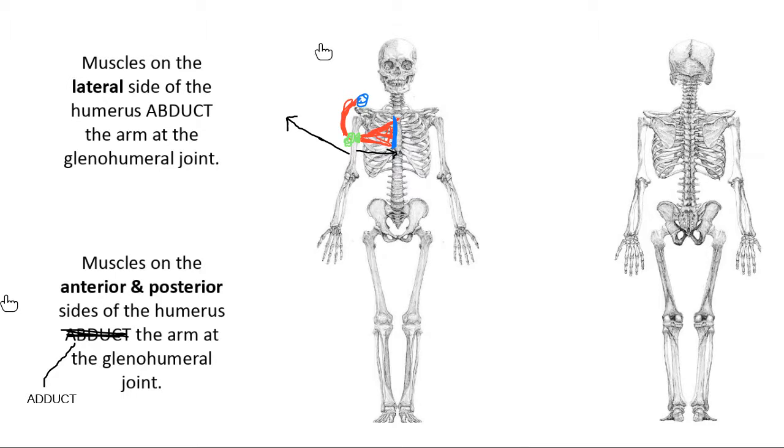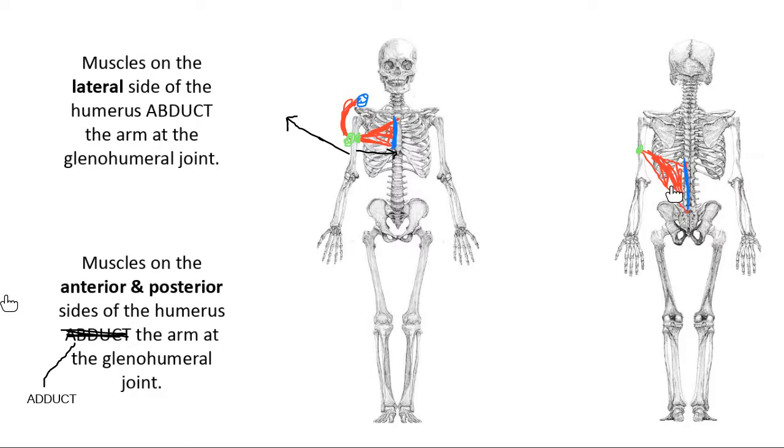Things like Latissimus Dorsi, let's draw Latissimus Dorsi back here. That's the big one in the back. Here is my insertion. Here is my origin. When I pull on the humerus, I'm going to pull the humerus toward the midline of the body. I'm going to do adduction, pulling it to the middle of the body.